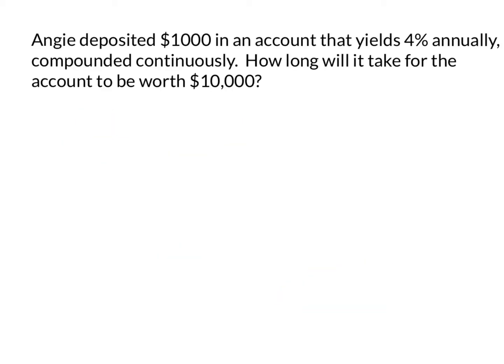We've also used the natural number e in the continuously compounded interest formula. So the natural log might be helpful in situations like this as well. So here we have that Angie deposited $1,000 in an account that yields 4% annual interest compounded continuously. How long will it take for the account to be worth $10,000? So first we grab that continuously compounded interest formula, that A is equal to principal times e to the rt. And we start filling things in. Since the initial investment is $1,000, that's the principal.